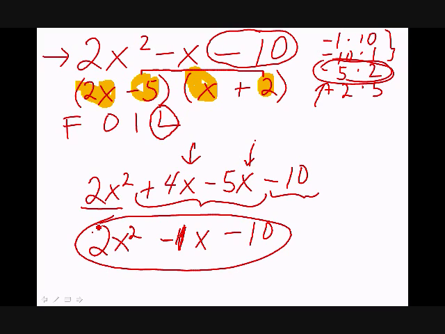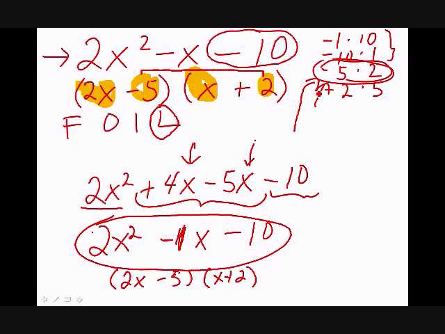So the answer to the question, what two binomials do you multiply together to get 2x squared minus x minus 10? The answer is 2x minus 5 times x plus 2. Now we just happen to pick this correct pair right away. But if we had not picked the correct pair, we would have had to try this FOIL method 4 different times, or 3 different times, until we got the right answer.